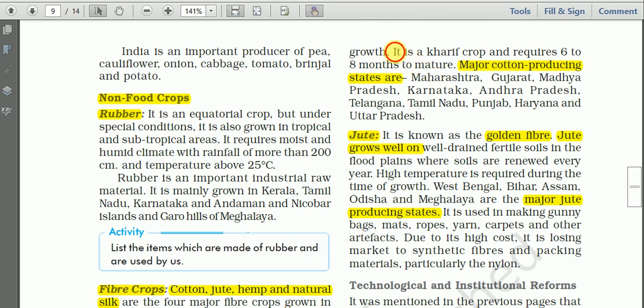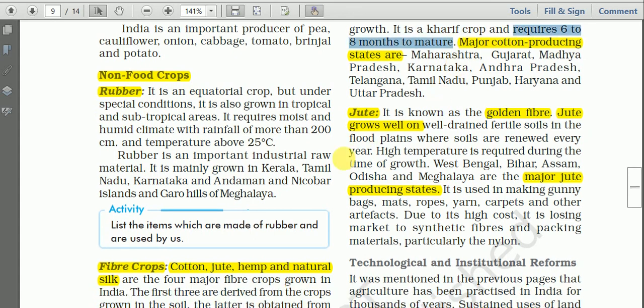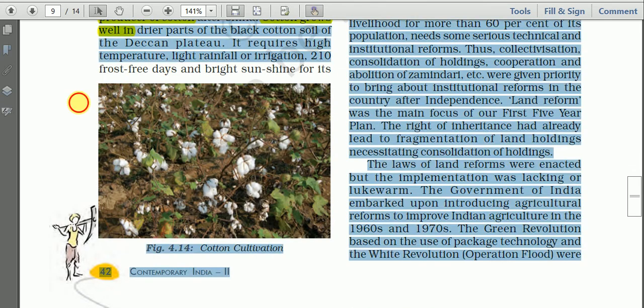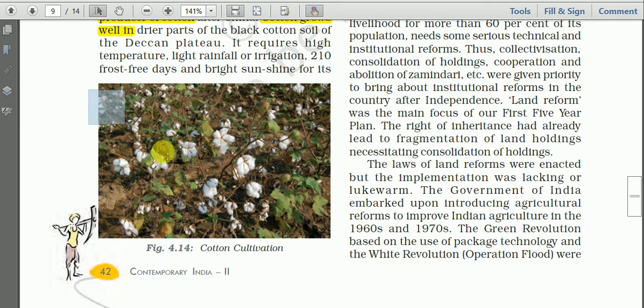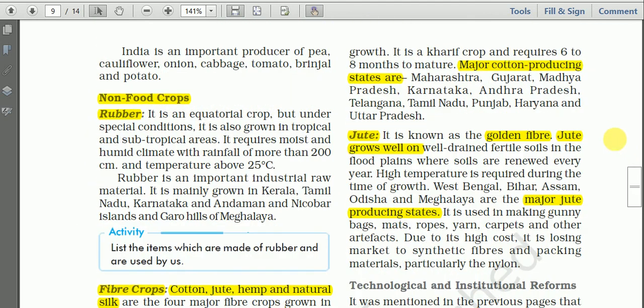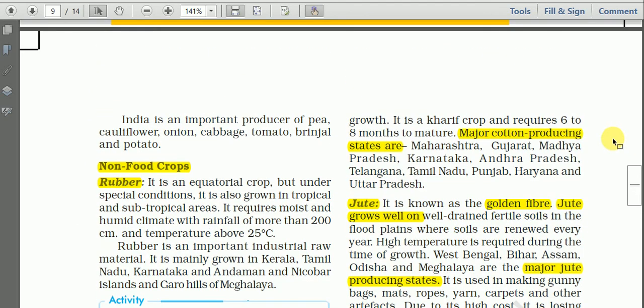And it is a kharif crop, and it requires 6 to 8 months to mature. So here is an example of mature cotton bolls. To get mature it requires 6 to 8 months.